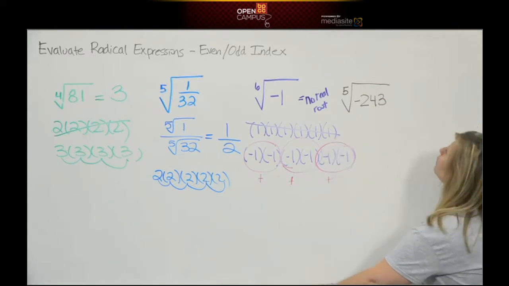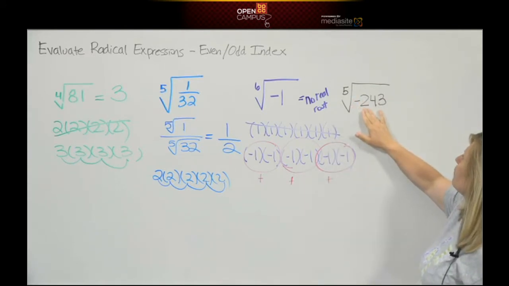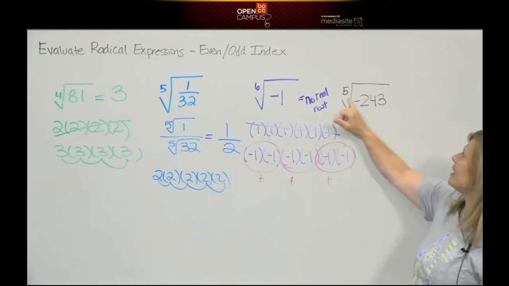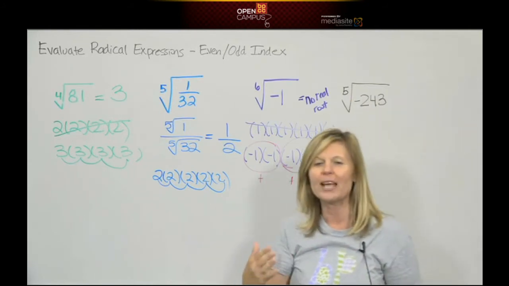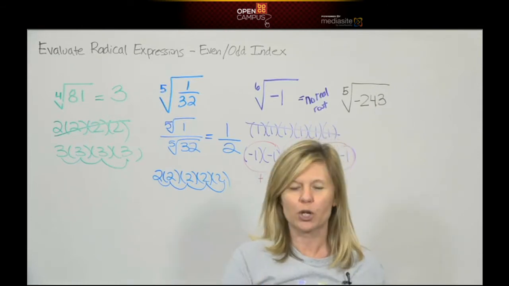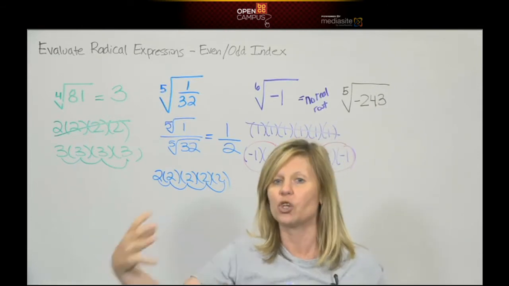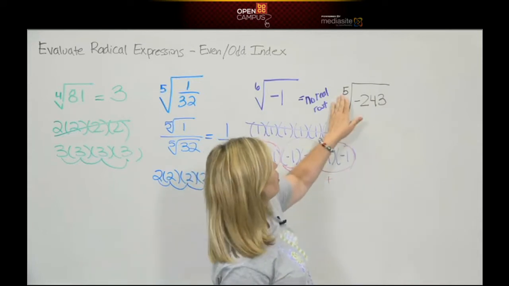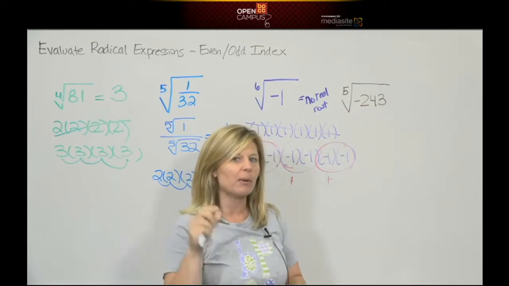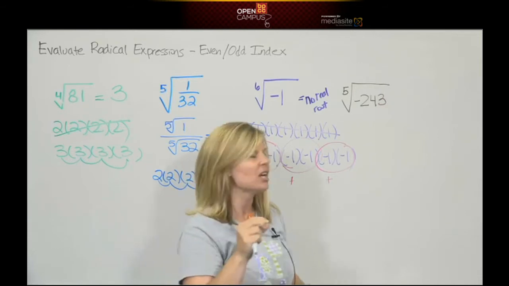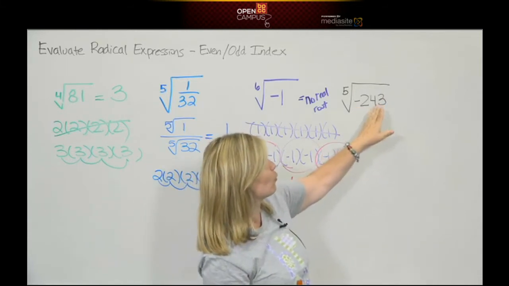Our last example is the fifth root of -243. Now our index is 5. That is not even, that is odd. So just like we could do a cube root of a negative number because cubing is odd, we could do a fifth root of a negative number. So we just have to think of a number that we can multiply 5 times to give us -243.